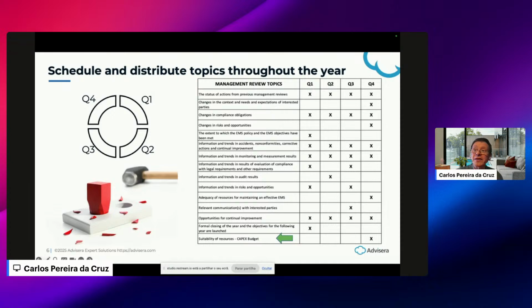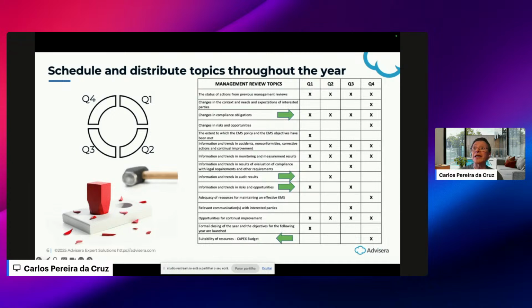So some topics, as you can see here, are reviewed at every meeting, others every six months, and some only annually. A good practice is to conduct management reviews regularly, reinforcing their significance and ensuring continued focus on the effectiveness of the management system. By the way, attention, this is just an example, and the distribution of topics may not be the best for your organization.